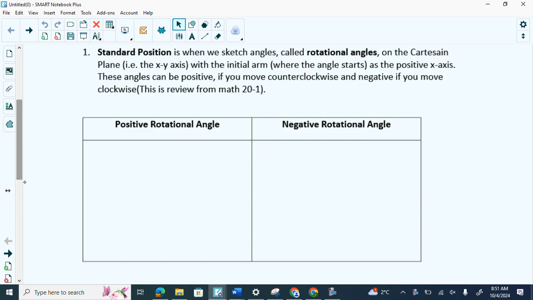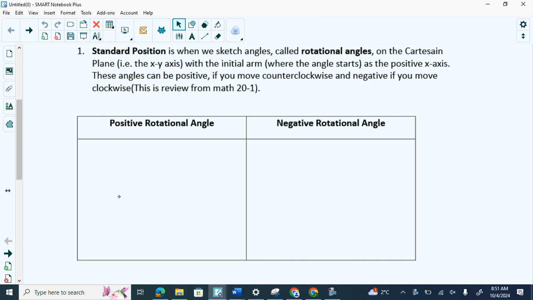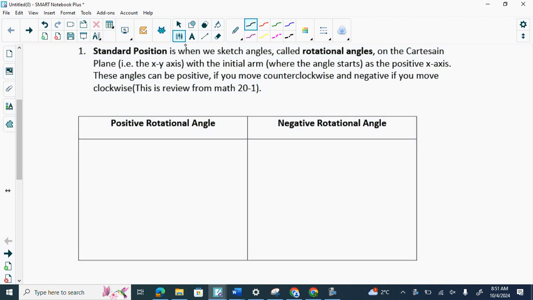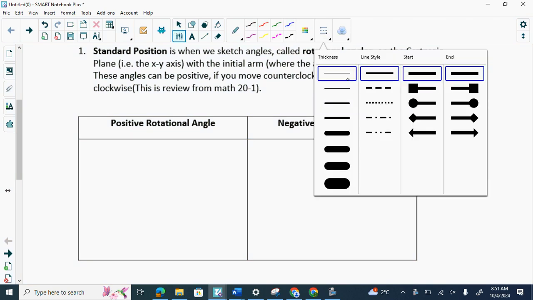Okay? So positive rotational angle, I don't ever grab a pen. Good thing is I'm consistent. The bad thing is I'm consistent. All right.